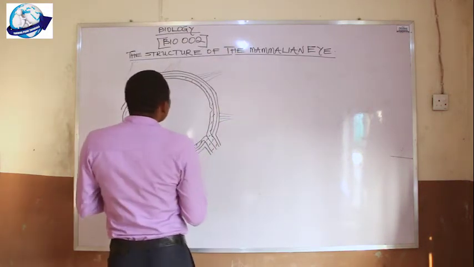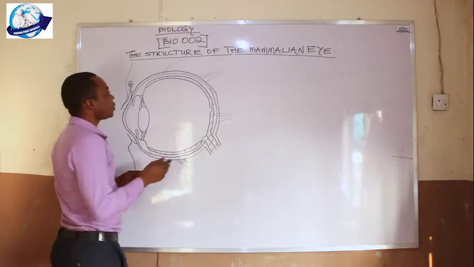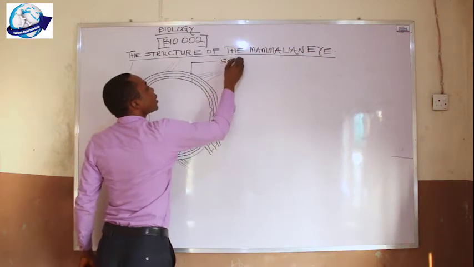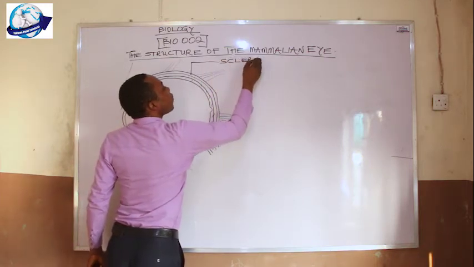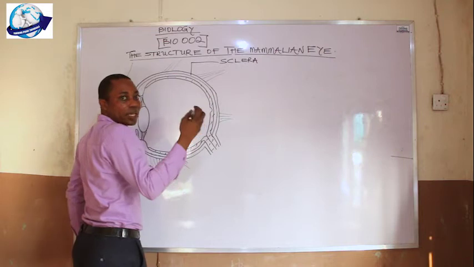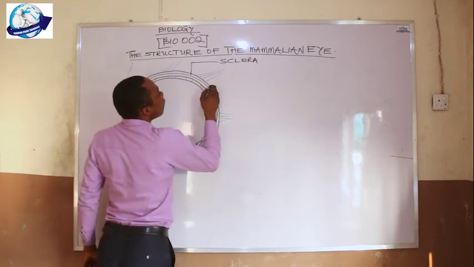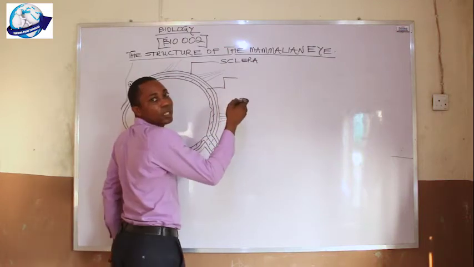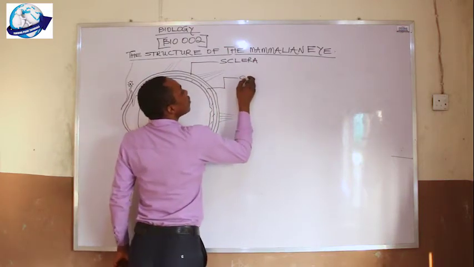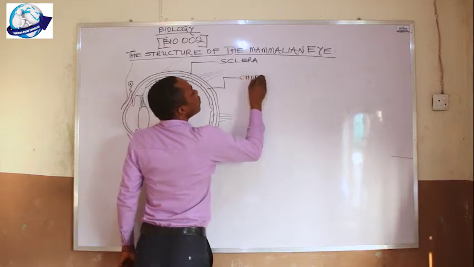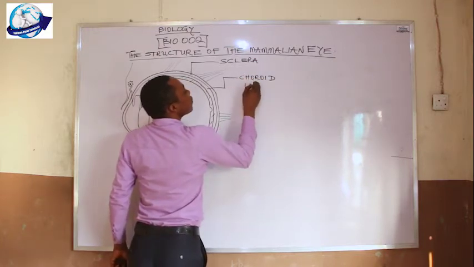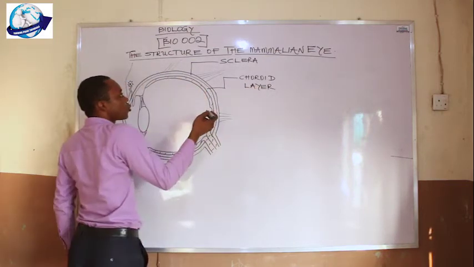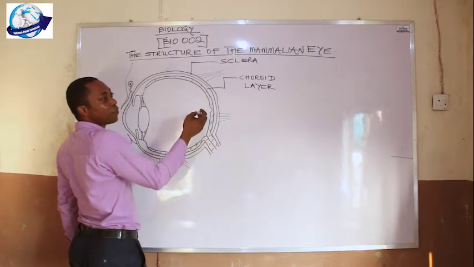Remember that the mammalian eye has an eye wall, and the eye wall has three layers. The first layer is the sclerotic layer, we call it the sclera. Then the other aspect is the choroid layer, the middle layer of the eye wall. The choroid layer, being the middle part, we have heard the function before.